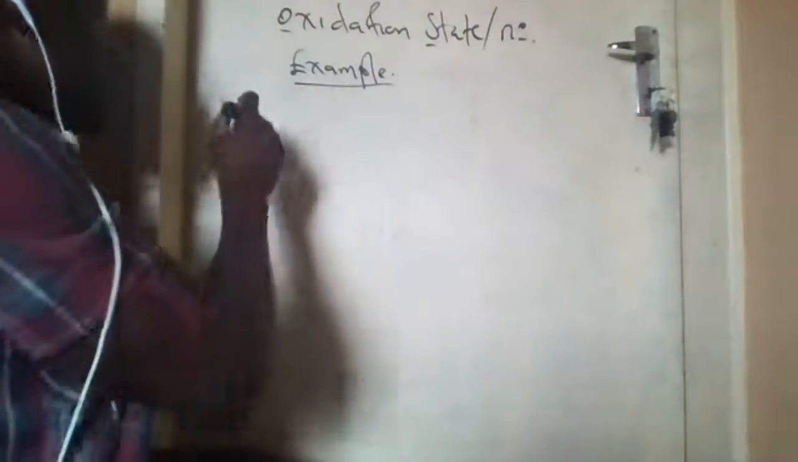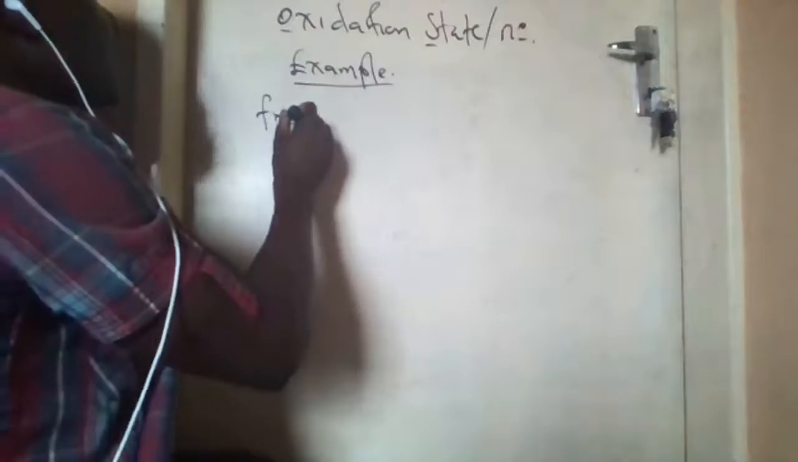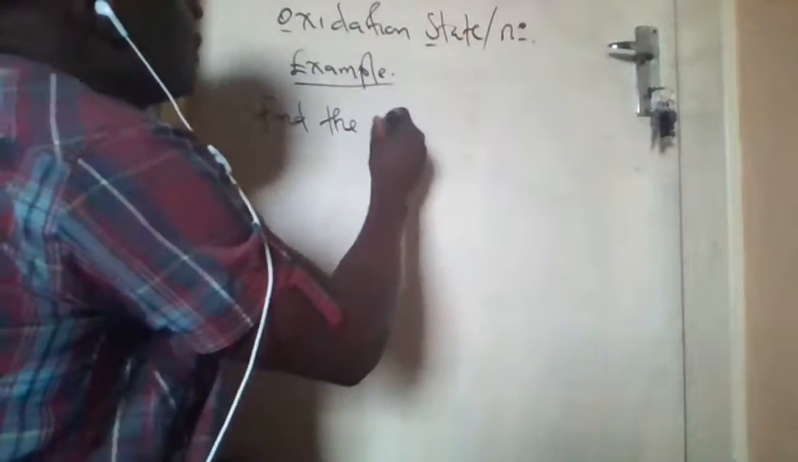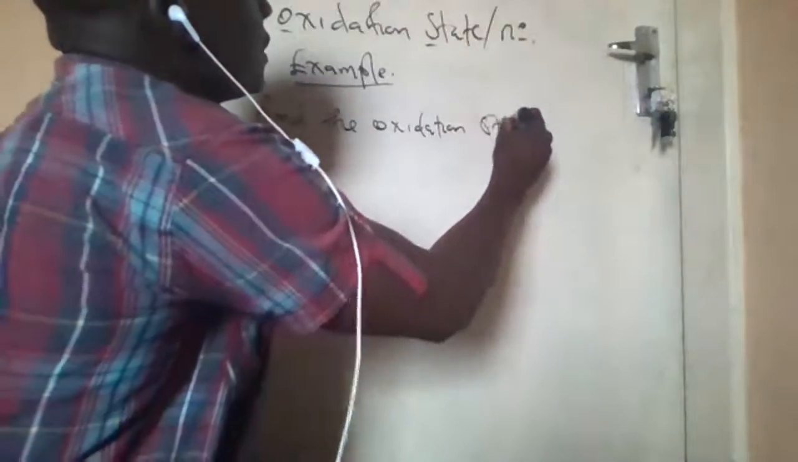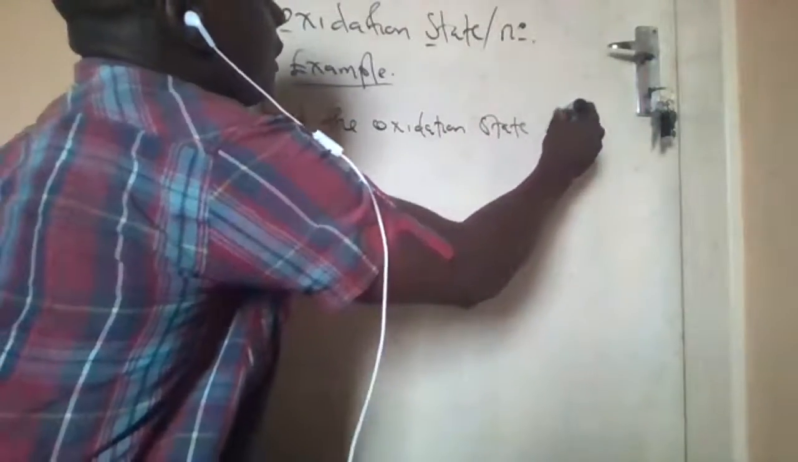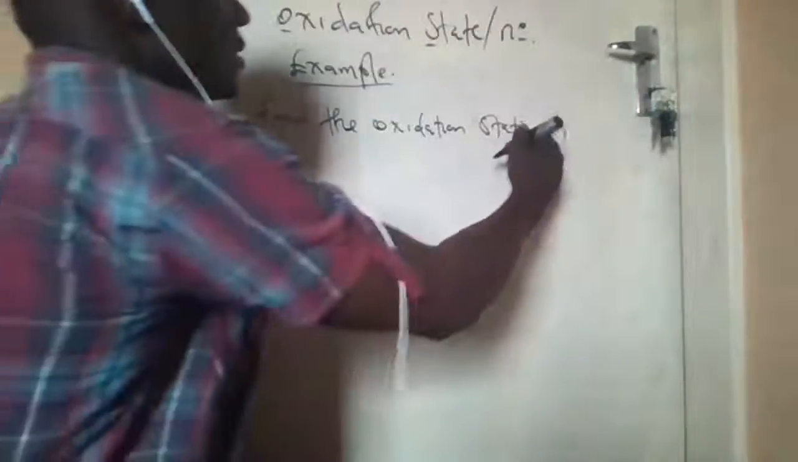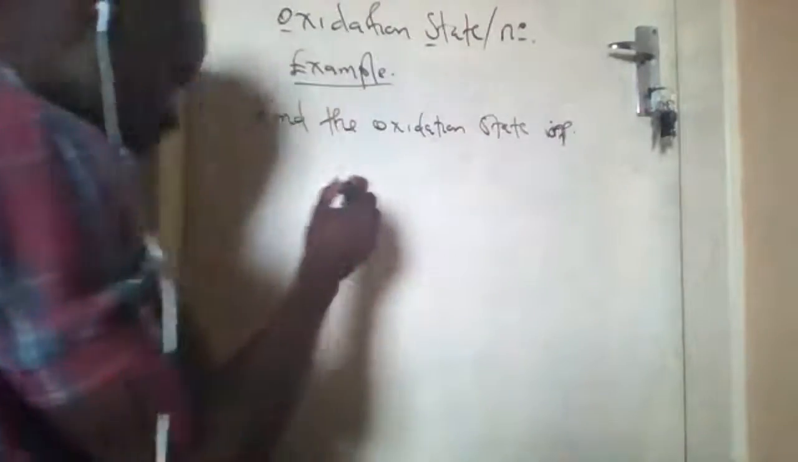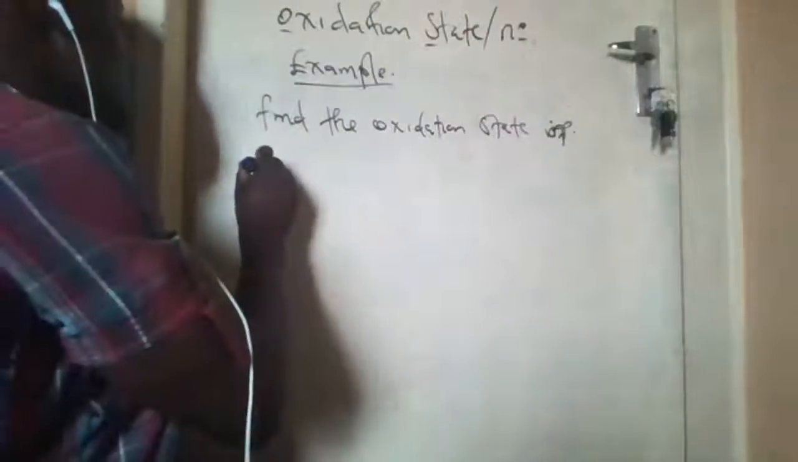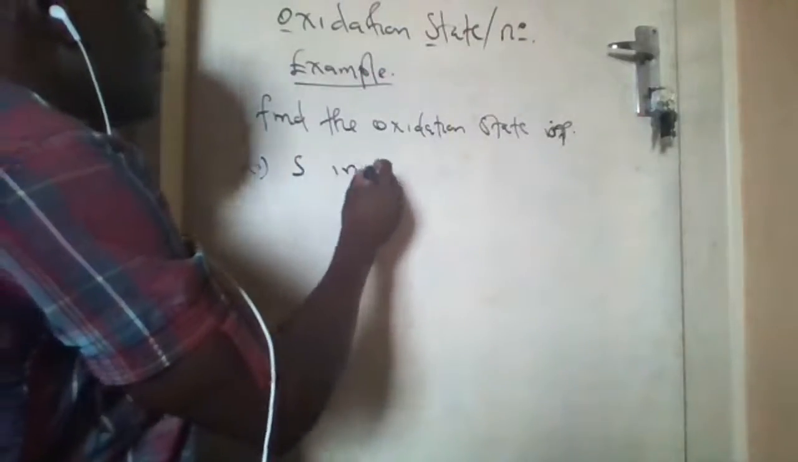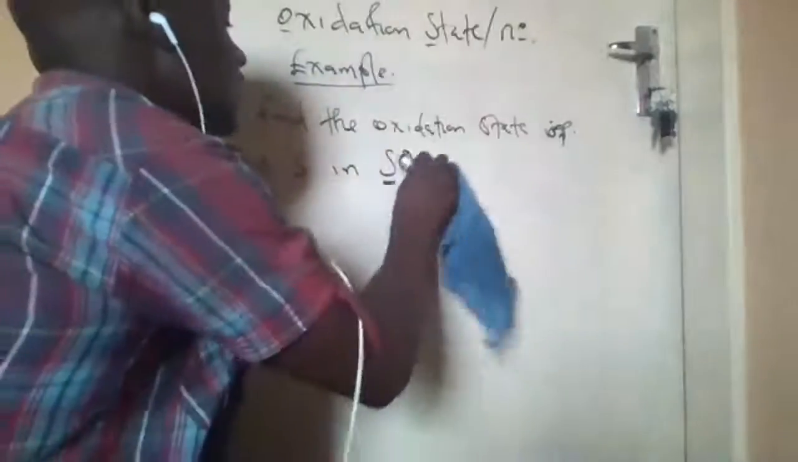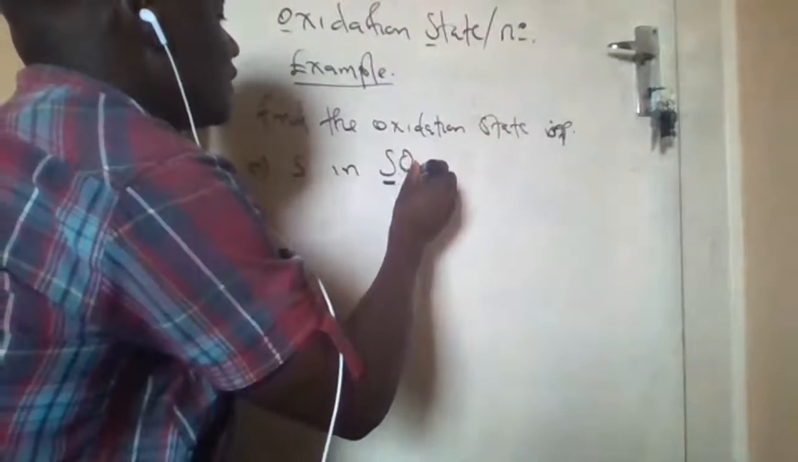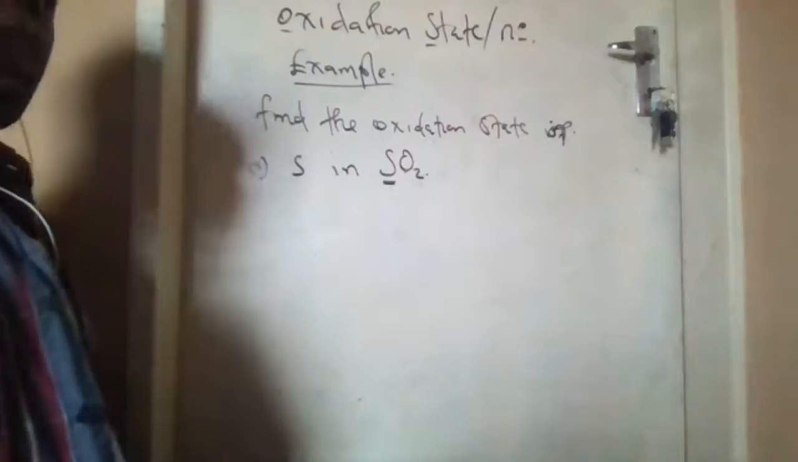So the first one is: find the oxidation state or number of sulfur in sulfur dioxide. We're going to consider that. No, not sulfate, sulfur dioxide. How can you find the oxidation state?